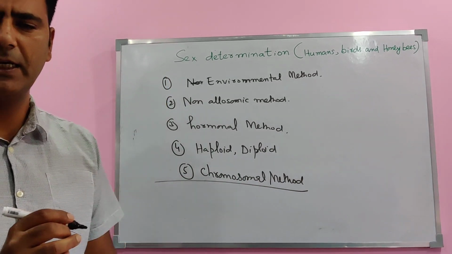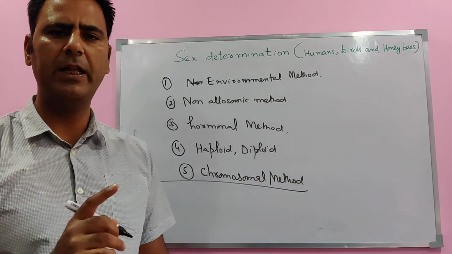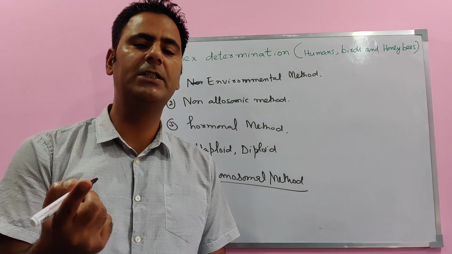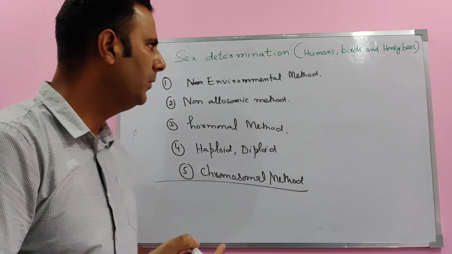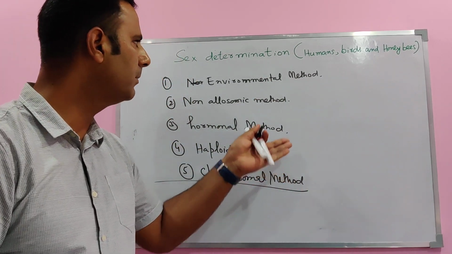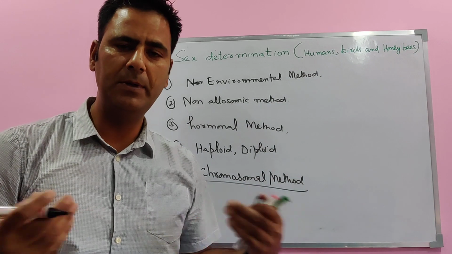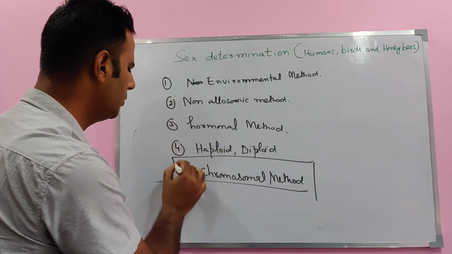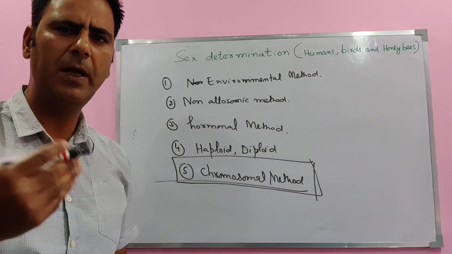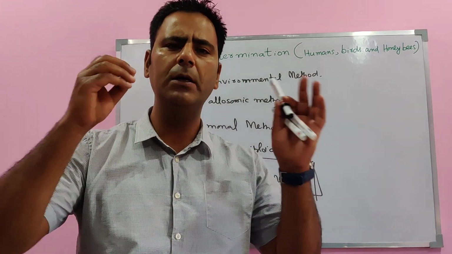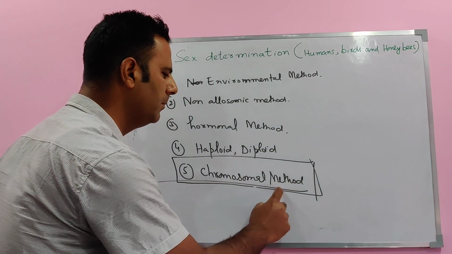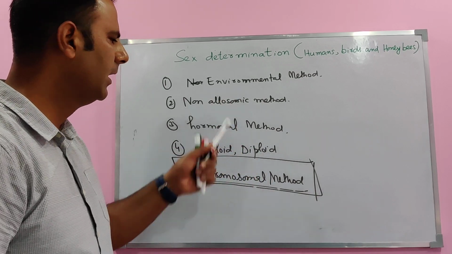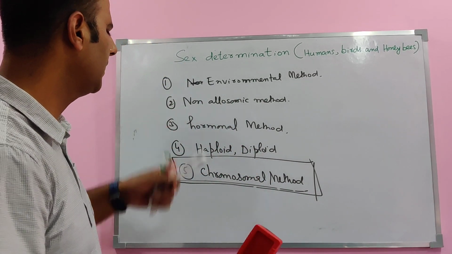We have so many methods. When we talk of different organisms, we have different methods by which we can establish the sex of a male and a female. We will discuss them. Some methods may be in humans, some in birds, some in honeybees. We will discuss them one by one. The most important and major method which determines the sex of a number of individuals is the chromosomal method of sex determination. Before going to this chromosomal method, let's discuss a little bit of these other methods also.